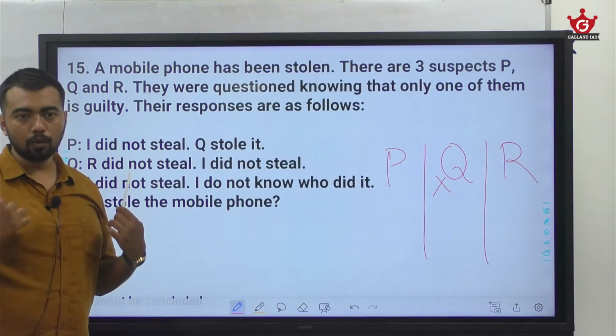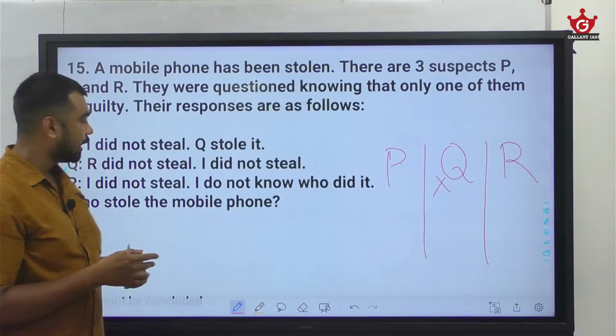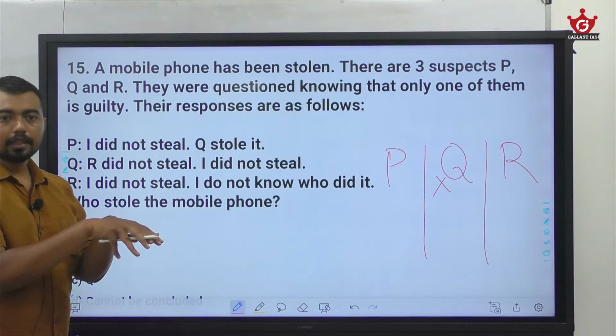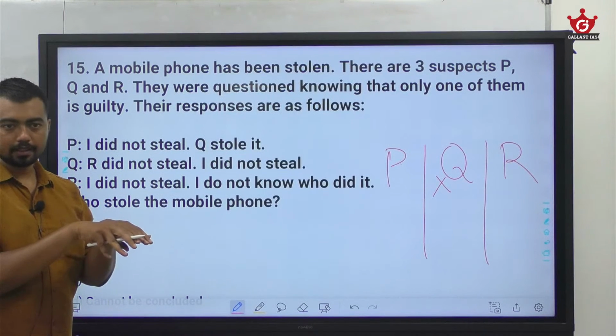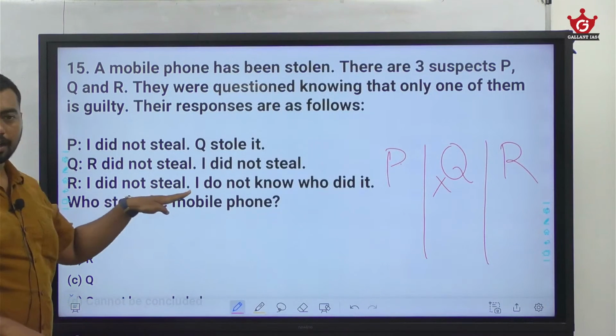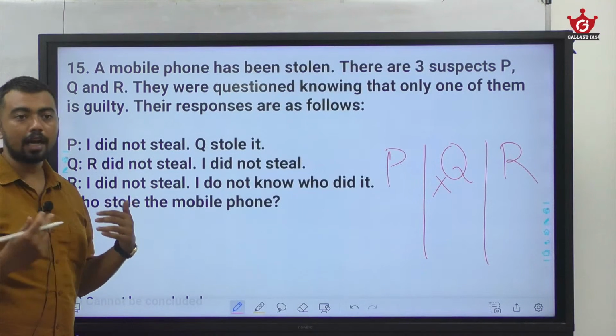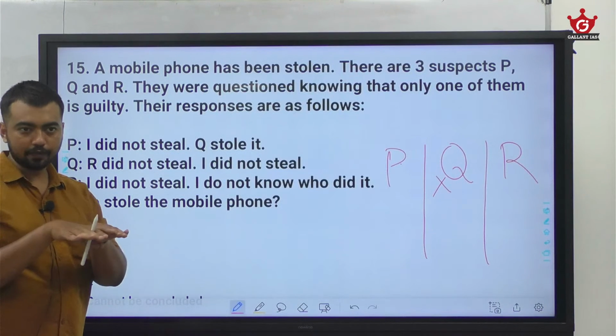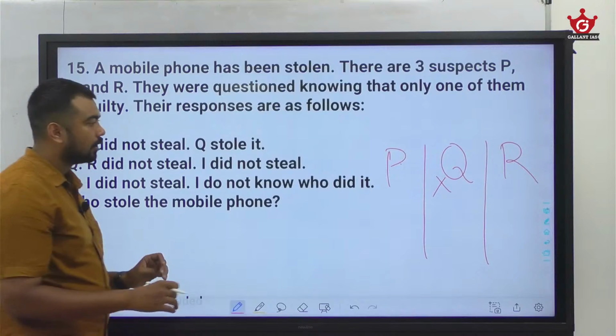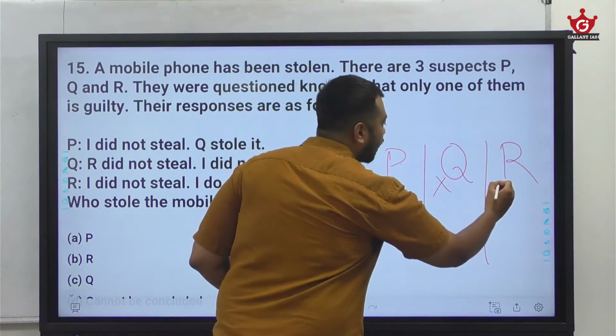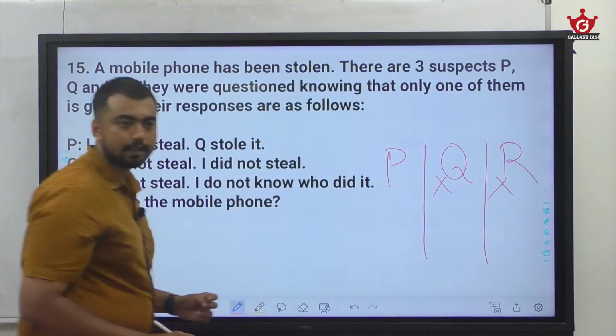I do not know who did it. Which means I know who did it. Does that stand? That is also not satisfying each other, right? He says that I stole. Then he says that I know who did it. It doesn't satisfy each other, right? So we conclude that R is also not the culprit.